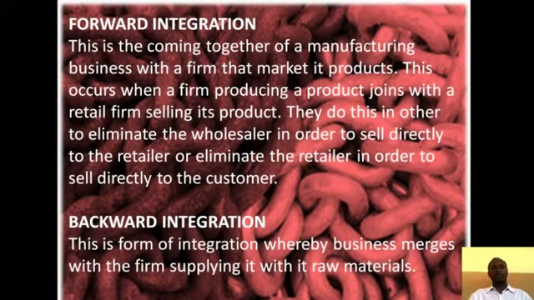Now, let's look at forward integration. It is the coming together of a manufacturing business with a firm that markets its products. Now, in time past, we had this agricultural board in Nigeria, which was in charge of buying the agricultural produce and selling it to the market. Now, under this forward integration, a firm here is in charge of buying the products of these different firms, like for instance a retailer.